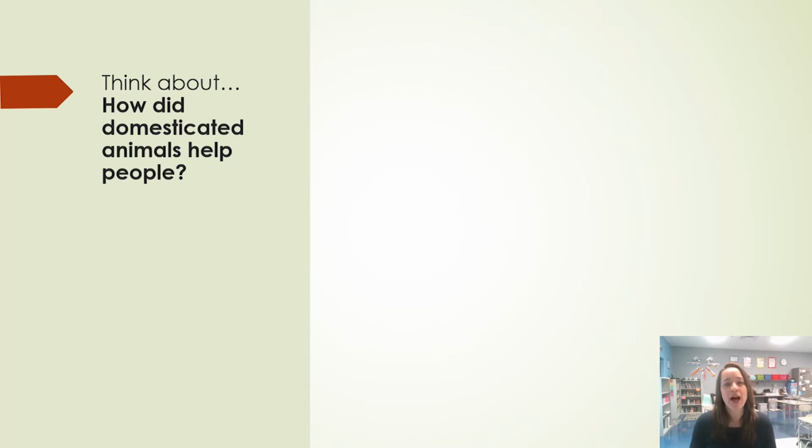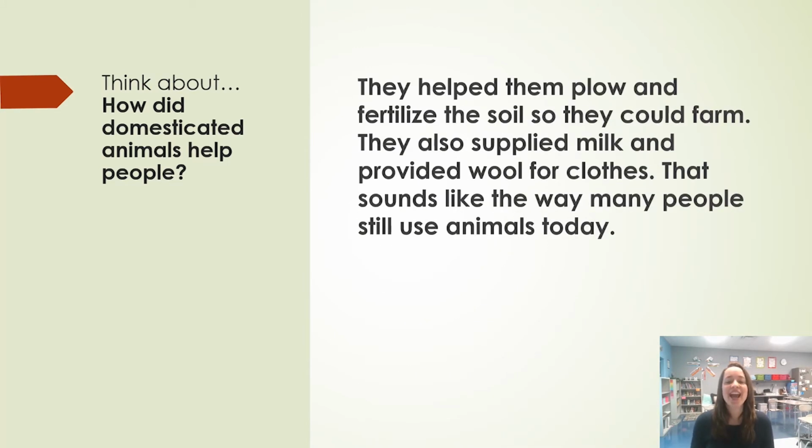How do domesticated animals help people? Think about what we read in the text. Now that we know that to domesticate an animal means to train it, how do you think domesticating an animal can help people, especially these people of the early civilizations? Great! They helped them plow and fertilize the soil so they could farm. They also supplied milk and provided wool for clothes. Seems like the animals were an essential part of these early civilizations. That sounds like the way many people still use animals today.